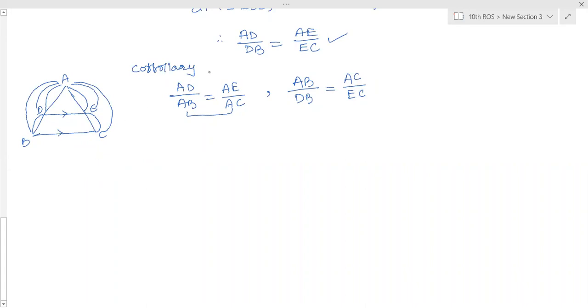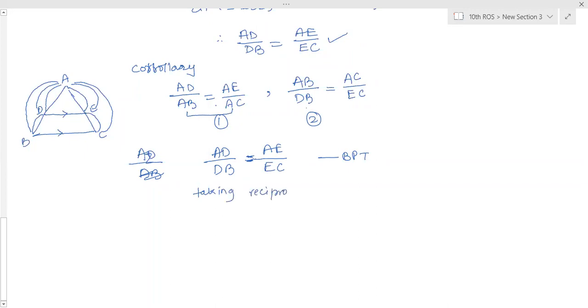So now how to prove? From this statement is given, AD by DB is equal to AE by EC. This is BPT. By using this, we have to prove this and this one. This is first part, this is second part we have to prove. So now how to prove it? For this, what we have to do, we have to take the reciprocal.